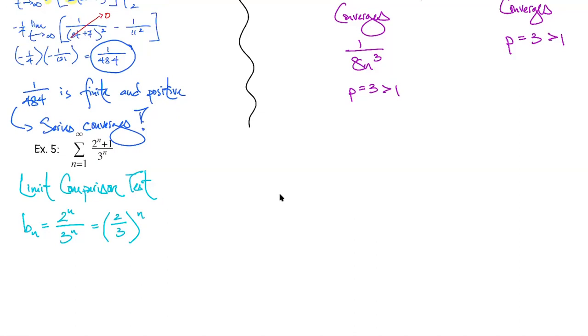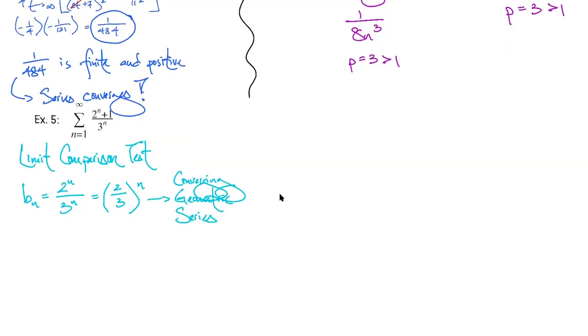Common ratio. When I write it the second way, it is more obvious to me that I have a converging geometric series, right? I've got my 2/3 to the power of n, it's converging. So I know something about that series.